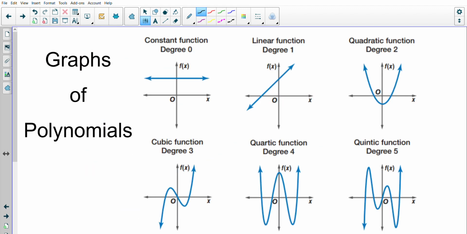So here are some different graphs of polynomials. Constant is just a flat line. A linear function, degree 1, is just a slanted line. Quadratic is a parabola. A cubic function has a little squiggle, a quartic function is degree 4, and a quintic function is degree 5. Okay, so now we're going to talk about how to identify what these look like. Bear with me, we are almost done.